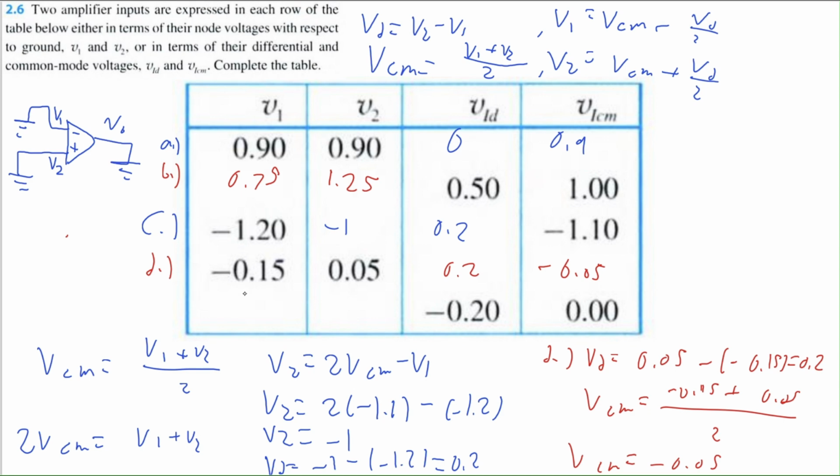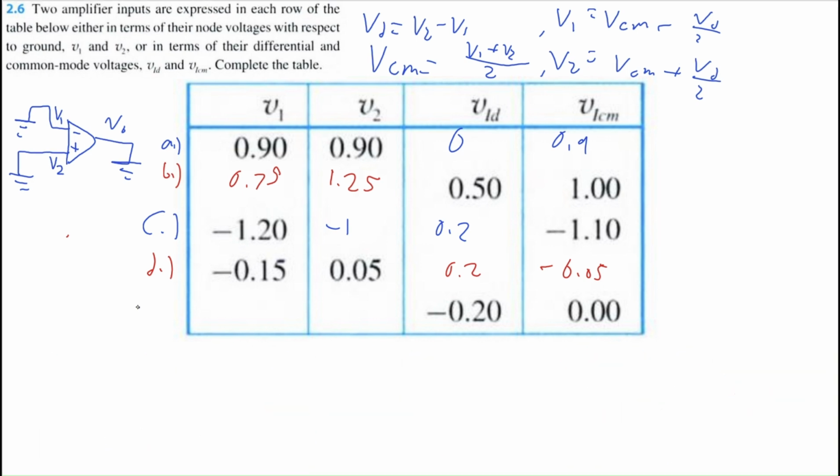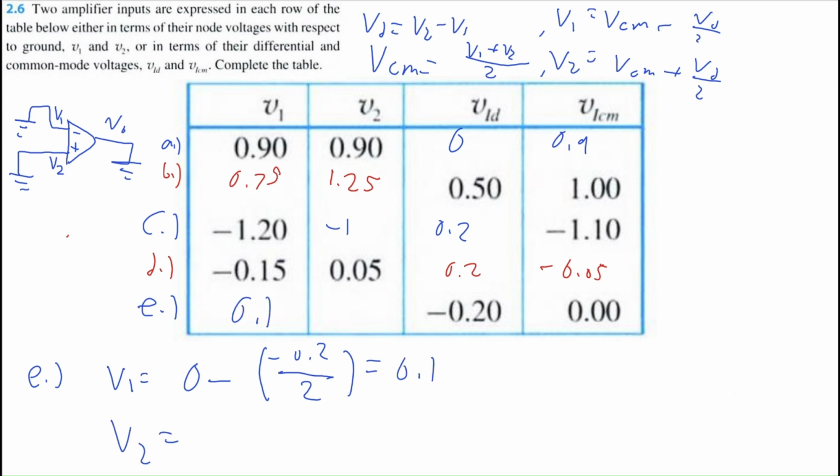All right, let me erase this and we'll solve for row E. Okay, let's wrap this problem up with row E. We can solve for V1 directly. It's equal to VCM, 0, minus VD, negative 0.2, divided by 2, that is equal to 0.1. V2 is equal to 0 plus my VD divided by 2, that is equal to negative 0.1. And that completes the problem.